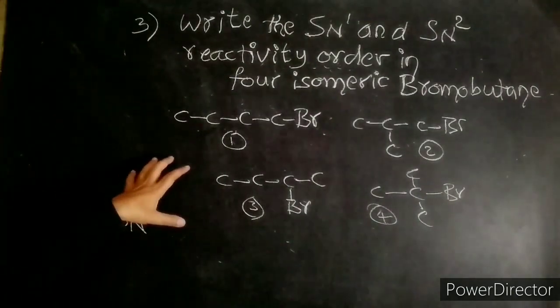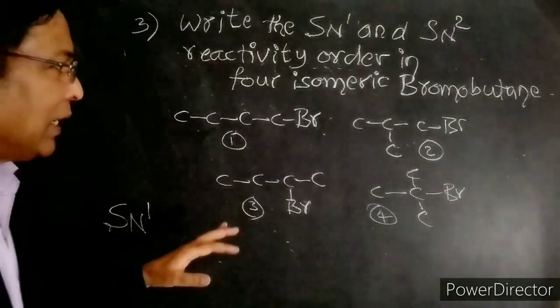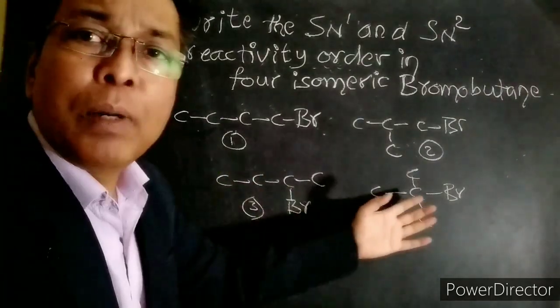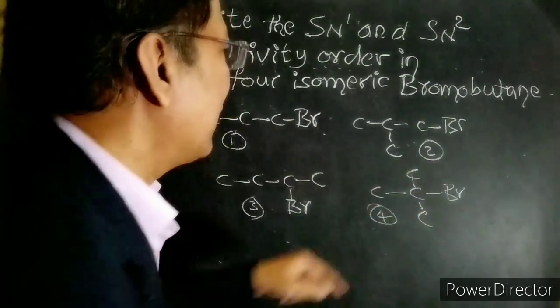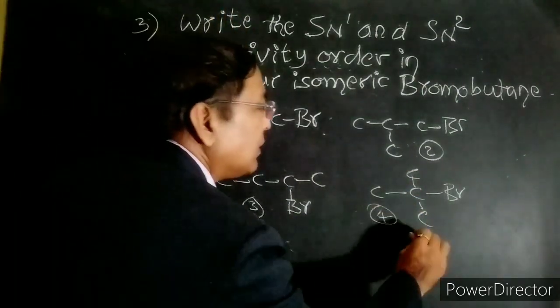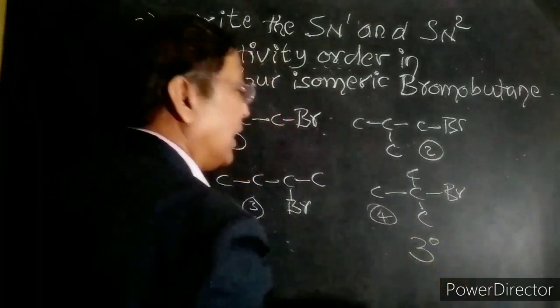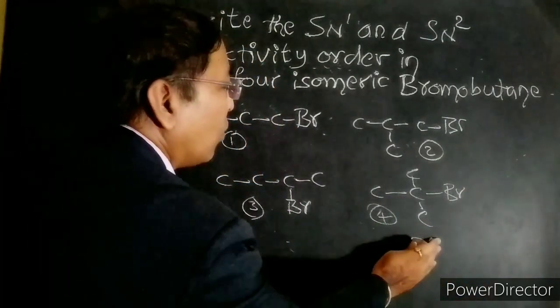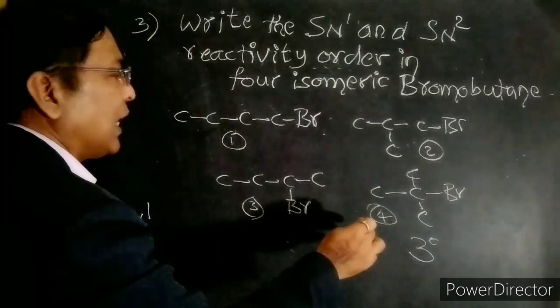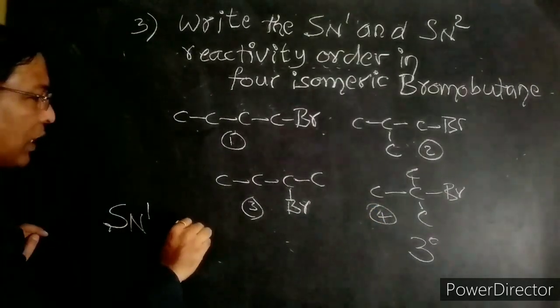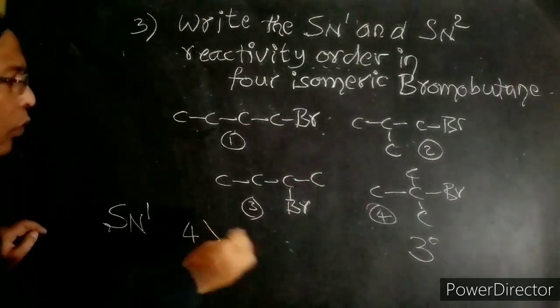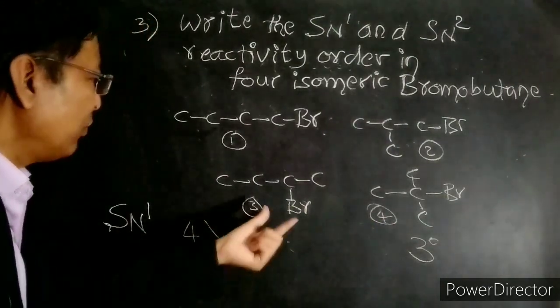And we know that SN1 reaction takes place when there are bulkier groups on the carbon atom, that is, more branches. That means this is a tertiary alkyl halide. Therefore, this will undergo the SN1 reaction very rapidly. Therefore, in the SN1 reactivity order, the fourth will undergo SN1 reaction very fast.